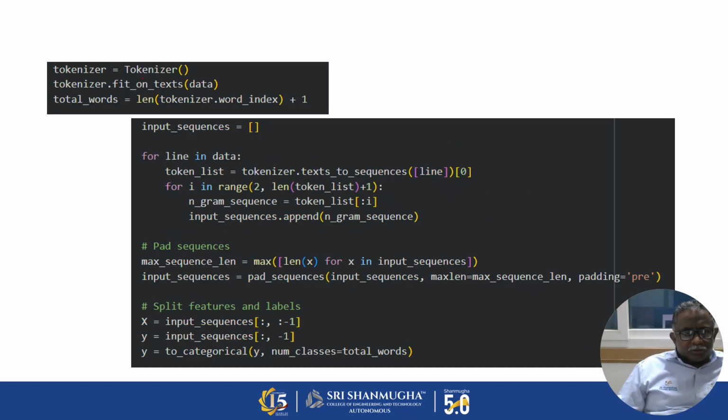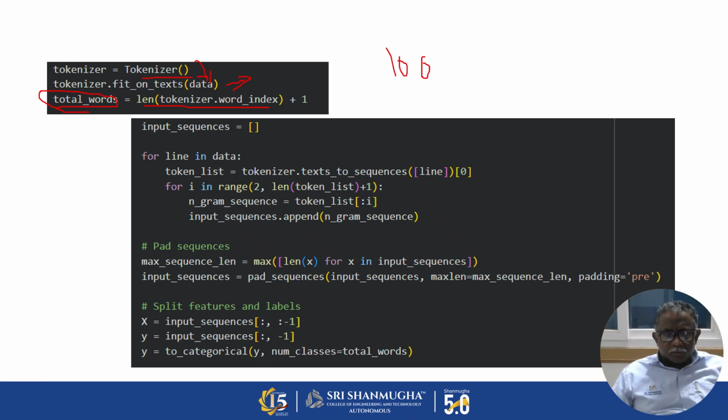This is the tokenizer object, already imported. What it does is fit on the text data, building the vocabulary, and each word will have an index. The total number of words is the number of unique words, and this has to be the length of the vocabulary plus one. Suppose I have 100 words, they run from 0 to 99. Here the input sequences will be stored.